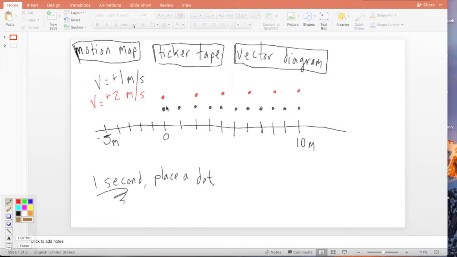What would be different? Well, hopefully you realize that this object is moving more slowly, so it's most likely going to get shorter arrows. That is a vector diagram. This other object should get larger arrows, arrows that are about double in size because it has a velocity that is about double. So I've turned this ticker tape diagram or motion map into a vector diagram by adding those vector arrows.